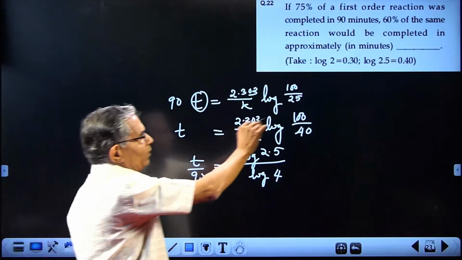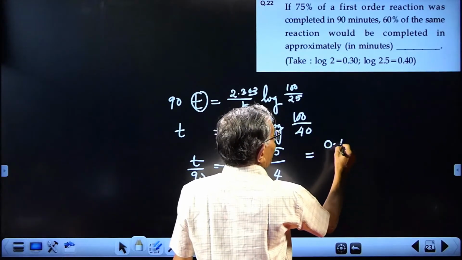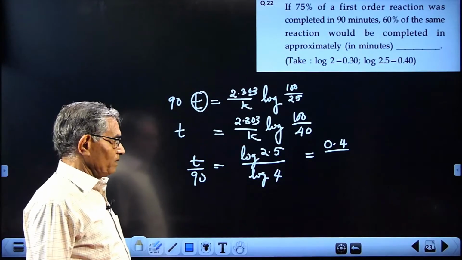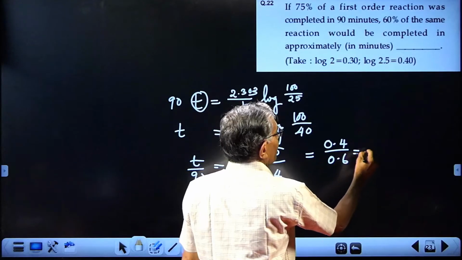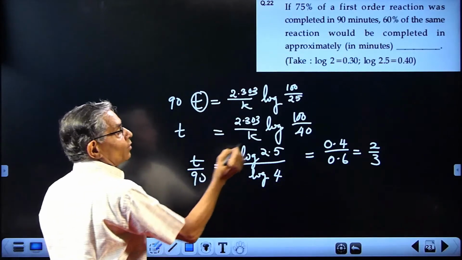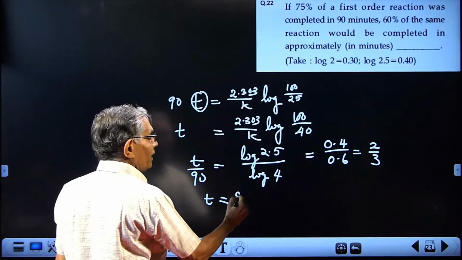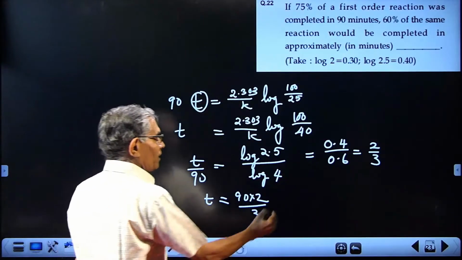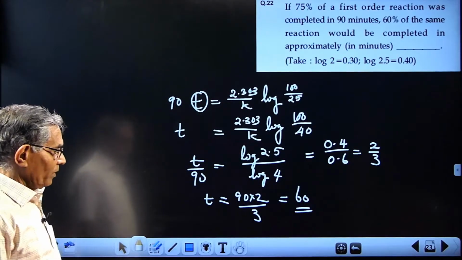And luckily the values are given. Log 2.5 is 0.4, divided by log 4, which is log 2 squared, so 2 log 2. So 2 times 0.3 is 0.6. So it equals 2 by 3. So t by 90 equals 2 by 3, which means t will be equal to 90 into 2 divided by 3. It will be 60. That way you get the answer, 60. That's all. Your answer will be 60.